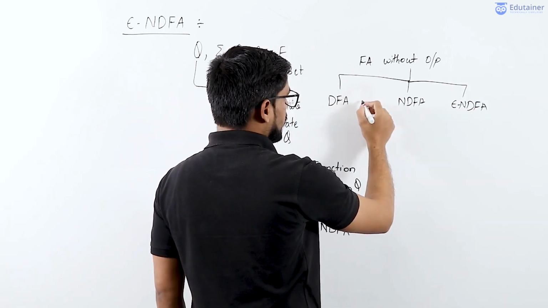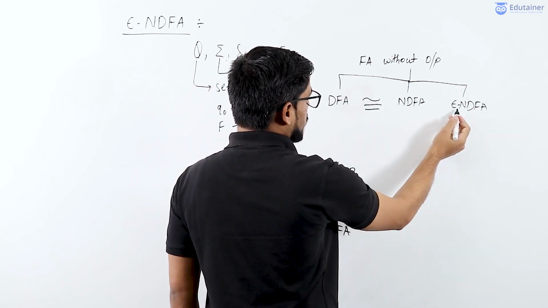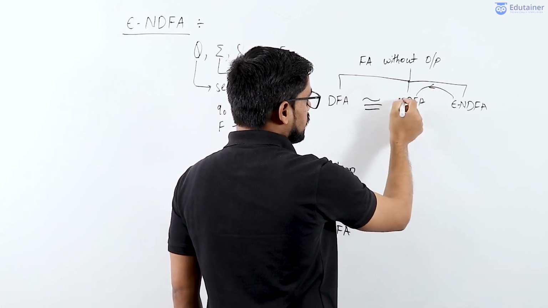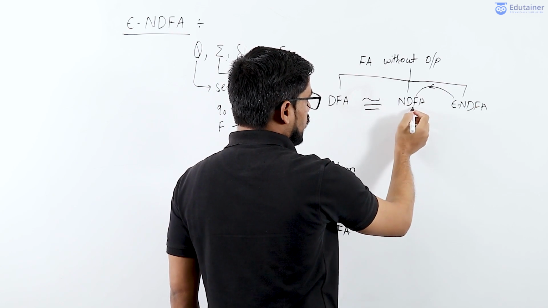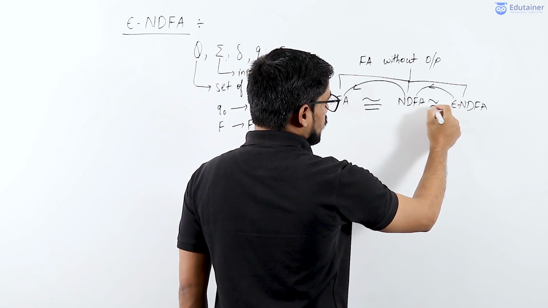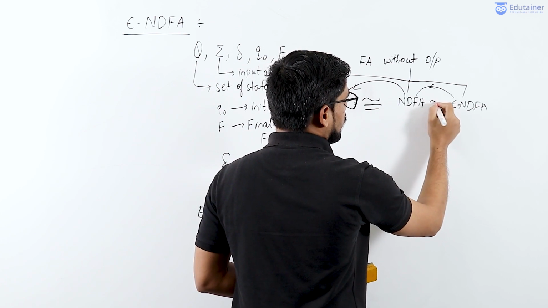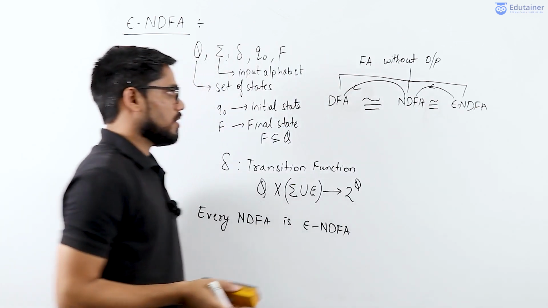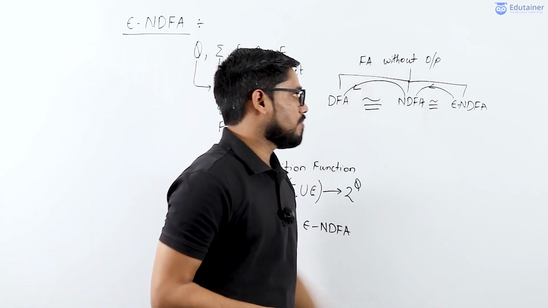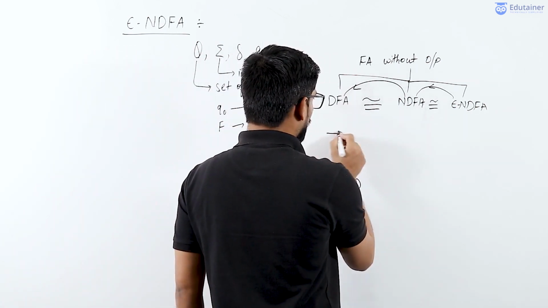We already learned that DFA and NDFA are equivalent in power, and every epsilon NDFA can be converted to NDFA. That means if you convert epsilon NDFA to NDFA, you can also convert that NDFA to DFA. So it derives a result called the equivalency of finite automata without output. DFA, NDFA and epsilon NDFA, all three machines are equivalent in power. This is very important. You have to note it down.